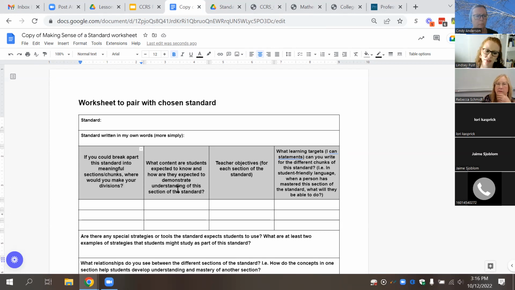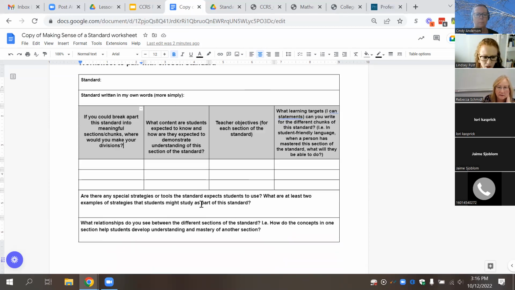What are some teacher objectives? What are learning targets that I can write based on those objectives, so that I can put them up in the room or on the screen if I'm teaching remotely? I can blank. I can multiply number facts 0 through 9. I can, something that is very student-friendly language.